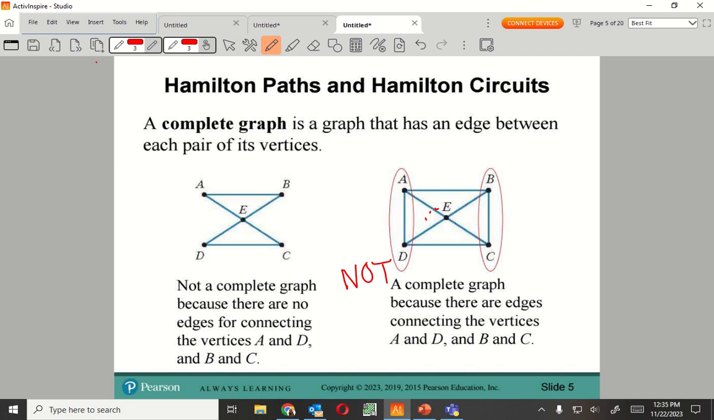Right here they are. There is a blue line here. But I'm trying to show you this one says it is complete, but this one is not complete. A to C, I heard it. A to C. Right here.